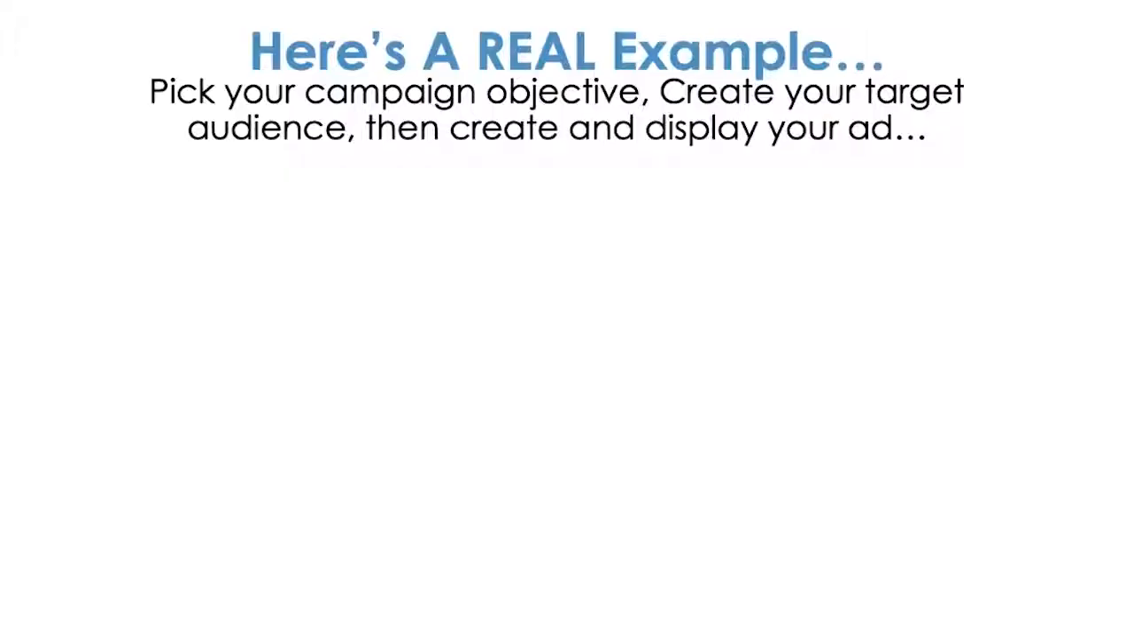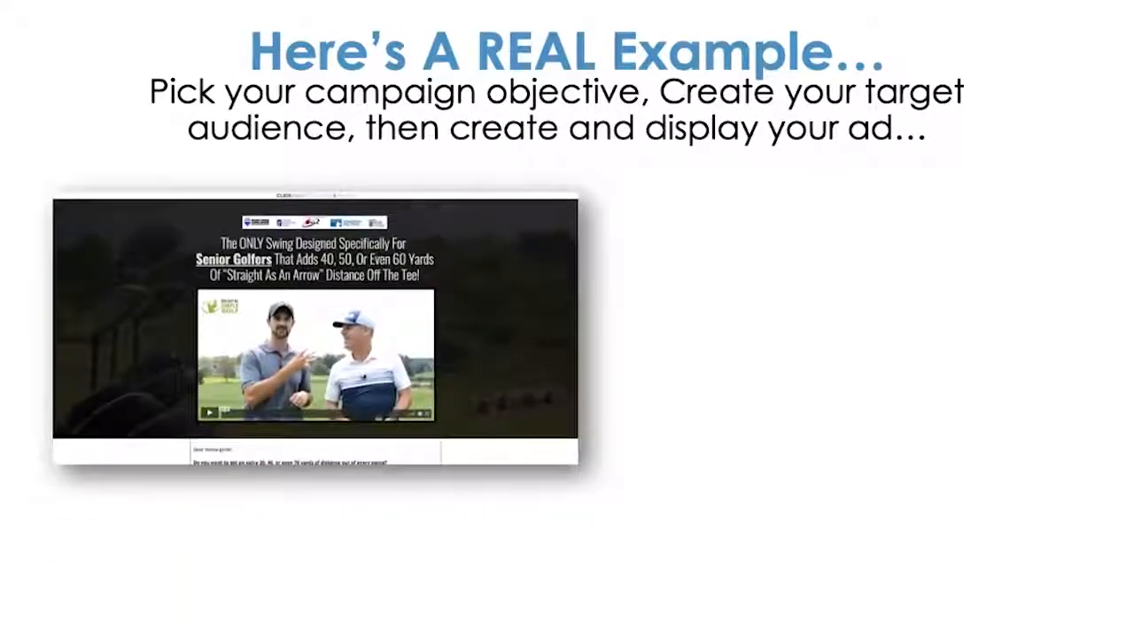So with that being said, here's a real example. Pick your campaign objective, create your target audience, then create your display and display your ad. So the offer is a golfing offer. Now, I'm not actually promoting this product, but here's an example of a campaign built out. This product is basically a golfing product that helps seniors improve their golf swing. Now, what is my objective? My objective is I want to actually get leads. I want to get people to this specific page. So in order to get people to this page, I have to get a lead.